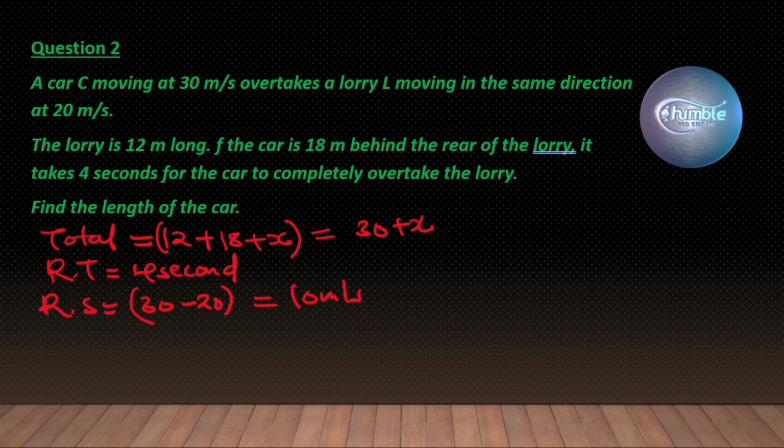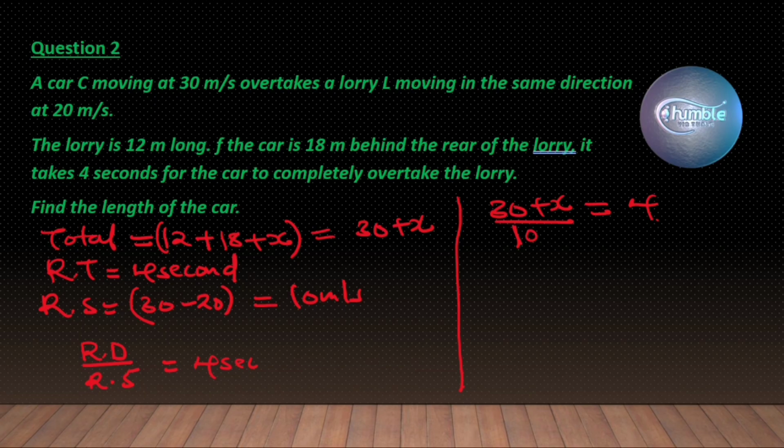So now let us make this equation: relative distance over relative speed should give us relative time, which is 4 seconds. So therefore, relative distance is 30 plus x over relative speed 10 should be equal to 4. Cross multiply. 30 plus x is equal to 40. So therefore x alone is 40 minus 30. So x is going to be 10 meters.